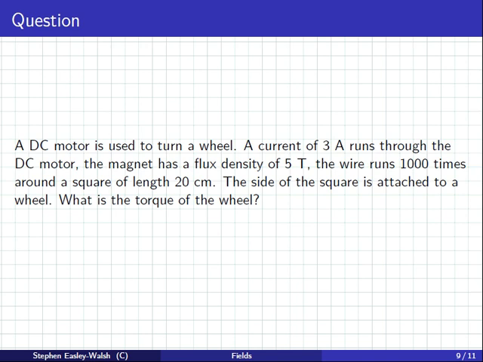You did 3 times 5 times 1000 times 0.2 squared. And what did you get? 1.2. It's a square, so it's 20 by 20 centimeters. Okay, so 0.2 squared. Did you put 20 squared? No. Okay. Sorry, what's the answer, Dorian? 600. 600 newton meters.